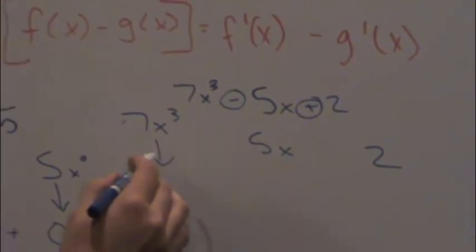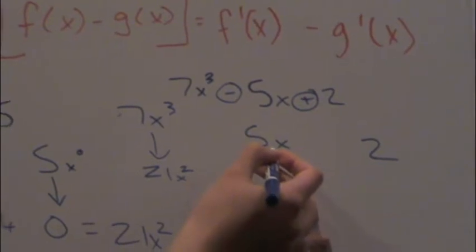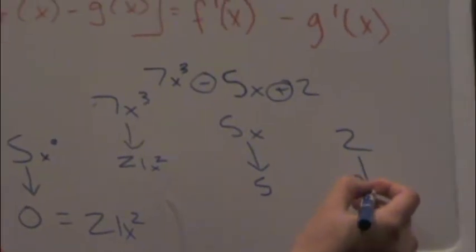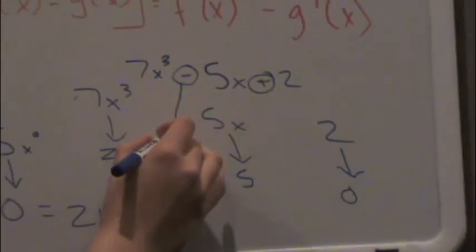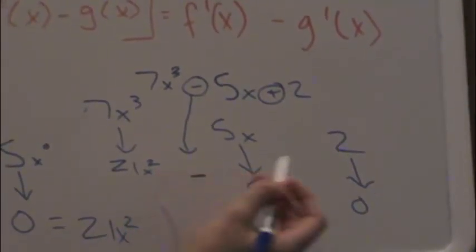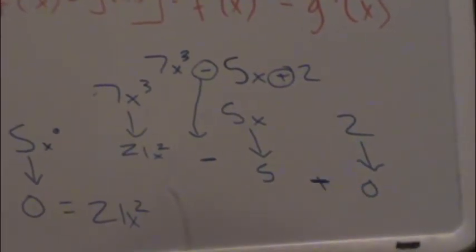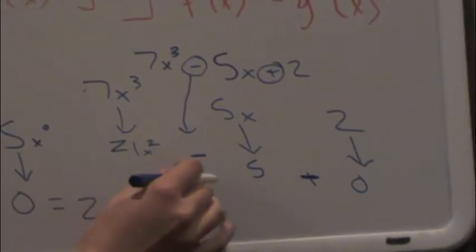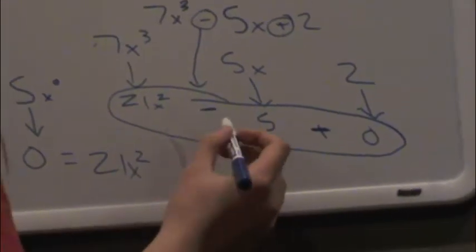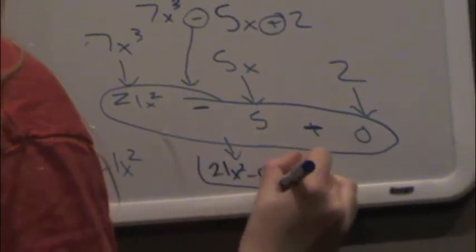So let's derive this, and we get 21x squared, sorry. Derive this, and we get 5. If we derive this, we get 0. So since we're subtracting one function from another, we subtract here. And then over here, we're adding. So this is a sum rule. So if you simplify this, you should get 21x squared minus 5. And that's your derivative.